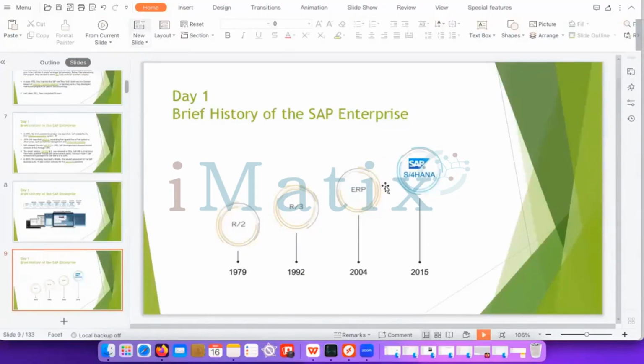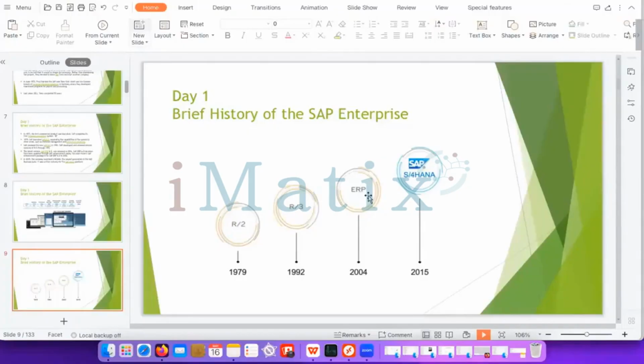I am saying that this is the brief history of SAP. This S4HANA, you said something. Yes, S4HANA is Suite for HANA. It's a newer version of ERP. Earlier they had the ERP, a very popular software. The benefit of this software is it can run on any operating system or database.